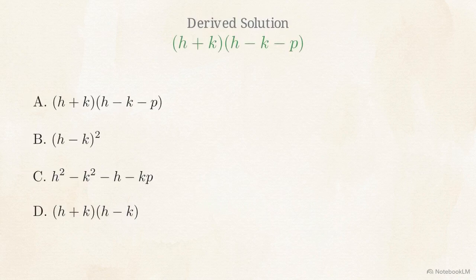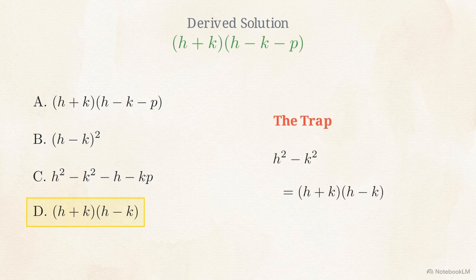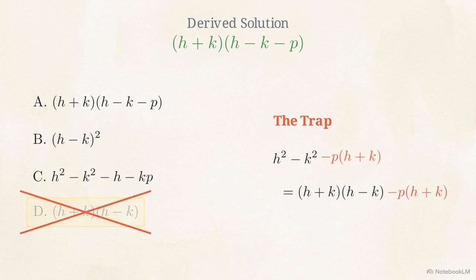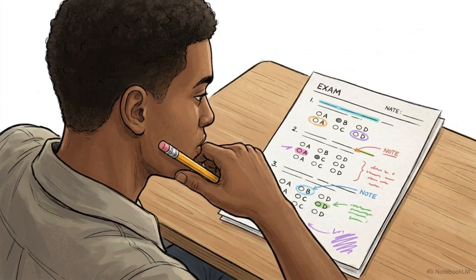Let's bring back our original test options. Comparing our final calculation to the board, we can clearly see that option A is the correct match. But take a moment to look at option D. Option D is a carefully placed trap. It shows only the expanded difference of two squares. If a student finishes that first step and forgets to include the minus p section, they will choose D and lose the mark. In multiple choice exams, partial truths are dangerous for rushed test takers. Take the extra seconds to finish the entire process.